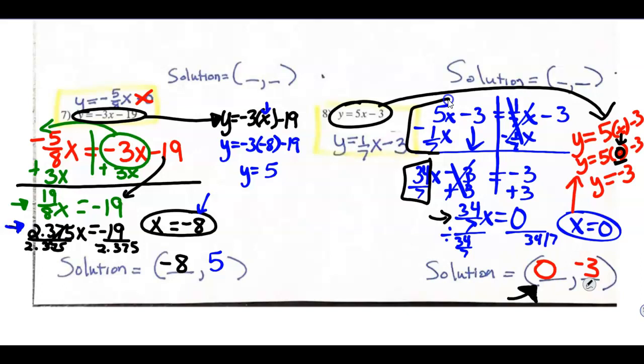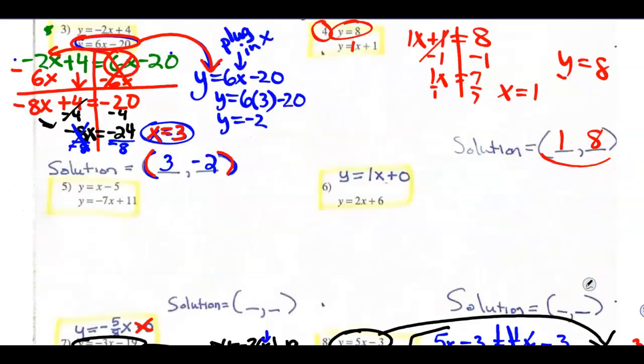So we're going to do one more together. Skipping around here, the last one we're going to do together is going to be number 5. So I have my x minus 5, so I'm going to do 1x minus 5 equals, and then negative 7x plus 11. Make sure you are watching me do this and copying the work too. If you need to pause because I'm going too fast, that's fine.